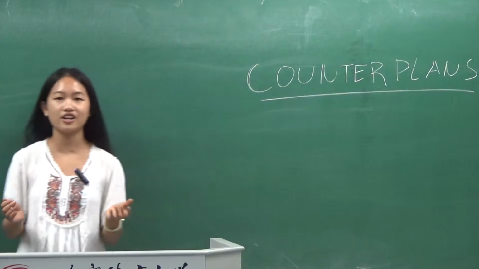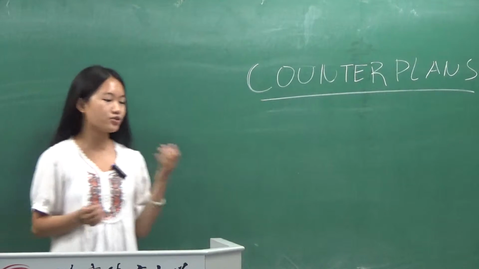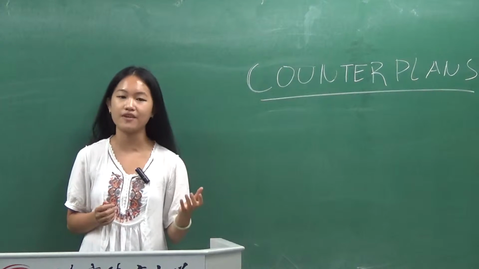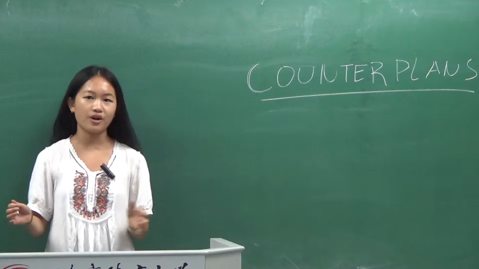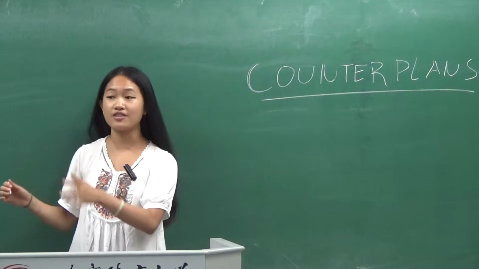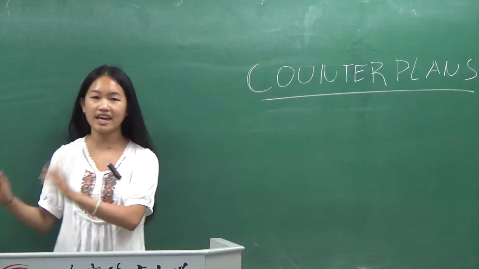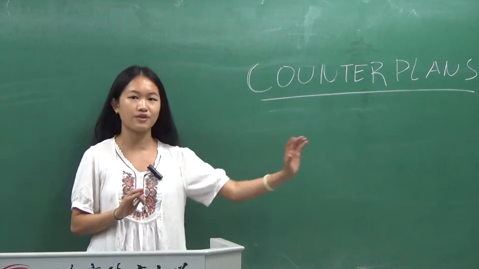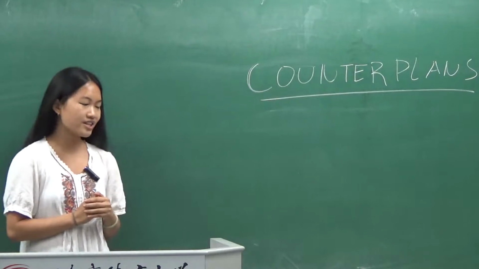A counterplan can also be thought of as an opportunity cost to doing the affirmative. So, a trade-off, or the best possible option that you could have done, which you now can't do because you did the affirmative plan. So here's an example.